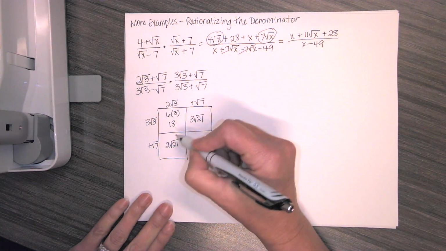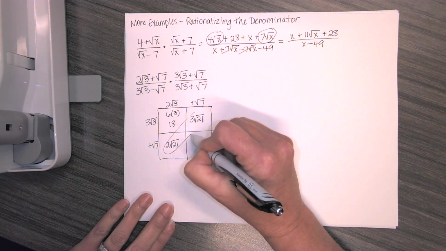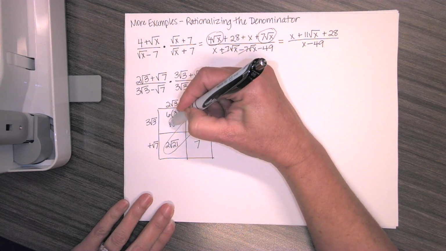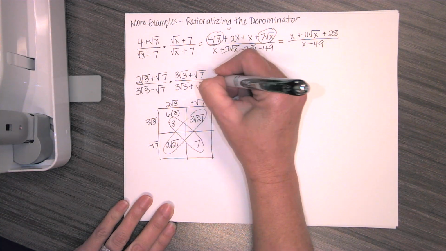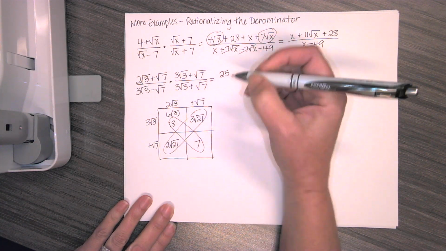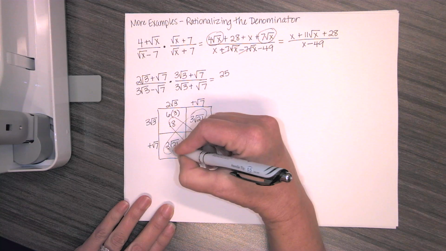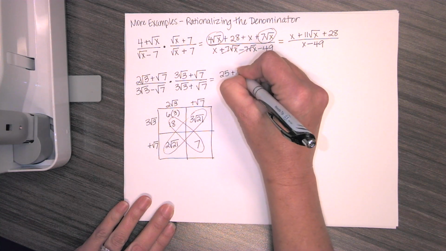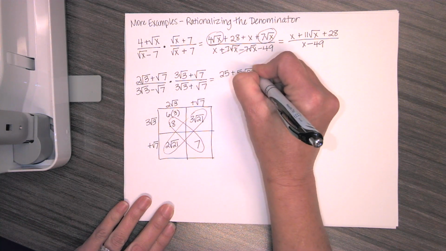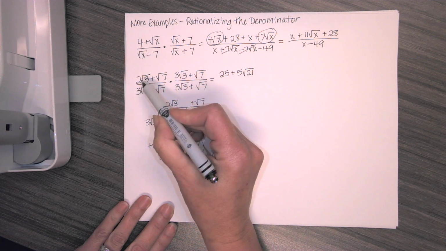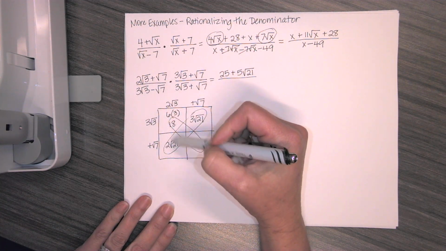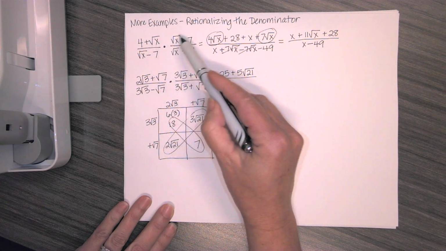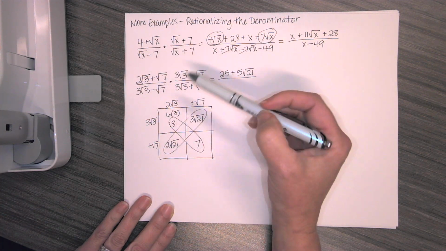Now, if you'll notice, you can go ahead and spot your like terms here. We have an 18 and a 7, that's going to make 25. And we have 3 square roots of 21 plus 2 square roots of 21, so that's going to be 5 square roots of 21. So that's what we'll get on top there. You'll get the same thing if you just multiplied it out using the distributive property.